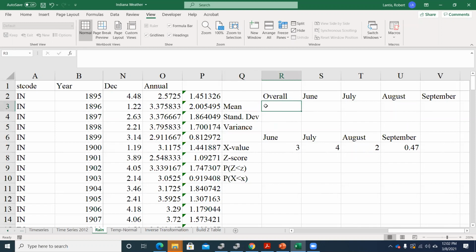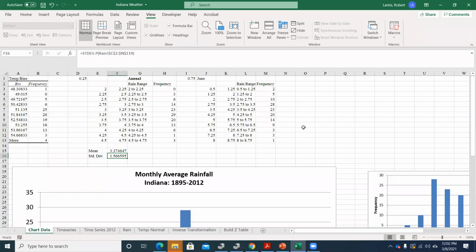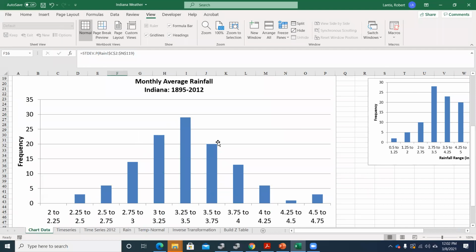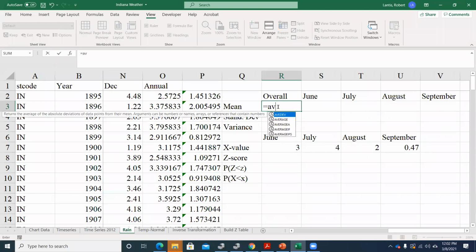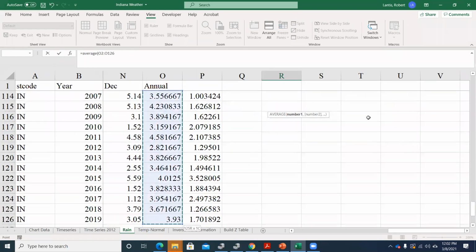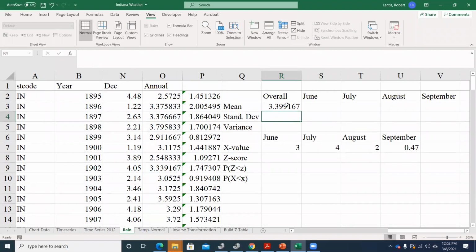So I showed you a picture of this. Let me see if I have it on here. Yeah, so here, we said it was pretty close to a normal distribution. So we'll go to that rain worksheet. And if we use the average function, I can find the average annual rainfall. So I select that column, Control Shift down arrow or Command Shift down arrow on a Mac. Hit enter and it'll send me back up here, and sure enough, I've got the mean monthly rainfall.